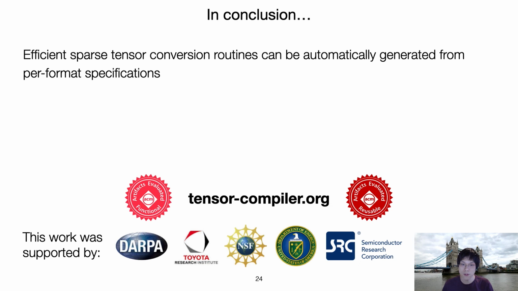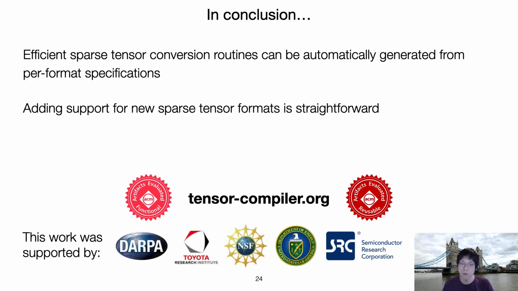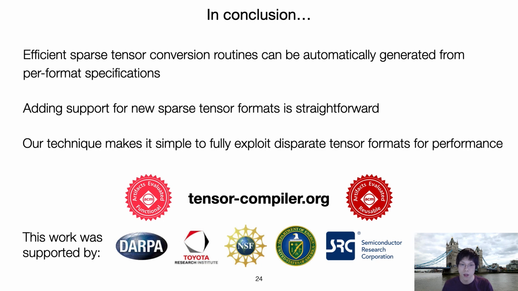So in summary, we've seen how a compiler can generate code to efficiently convert sparse tensors between disparate formats. And a compiler can do this given only specifications that describe how to efficiently construct and iterate over tensors in those same formats. Furthermore, these specifications are simple to provide, so it's easy for users to extend our technique to support even more tensor formats without having to modify the compiler itself. Our technique thus makes it much easier for users to optimize their sparse tensor algebra applications by fully taking advantage of all those sparse tensor formats that have and will continue to be developed.